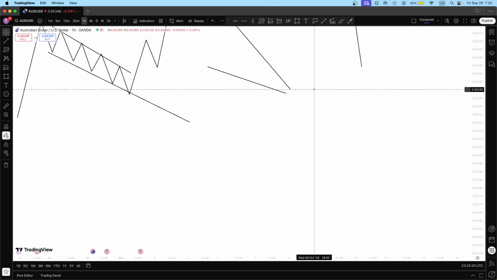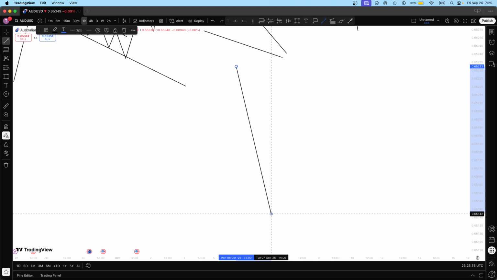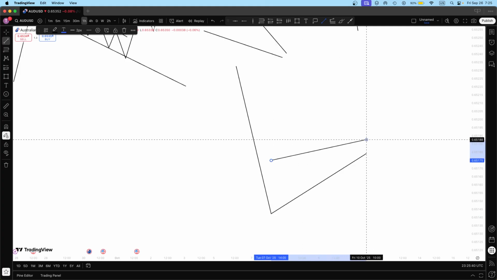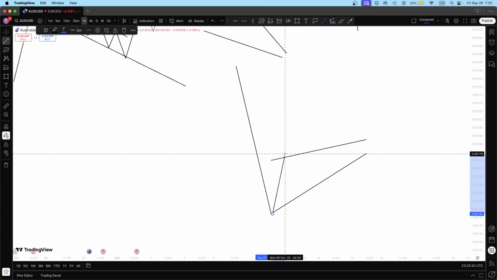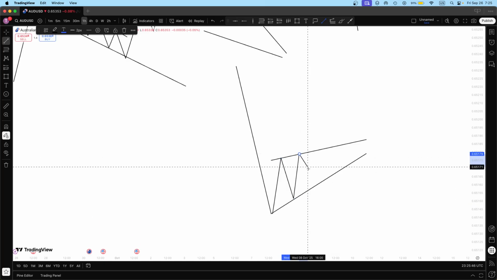And then for the bearish ones, bearish wedges, same thing, like this. So inside here is the corrective structure.